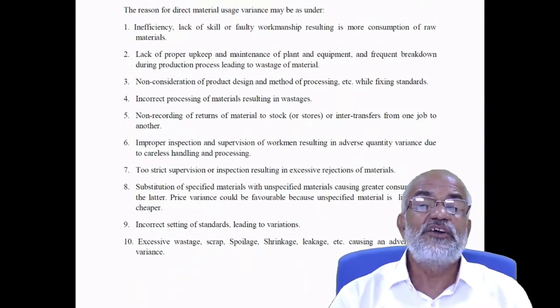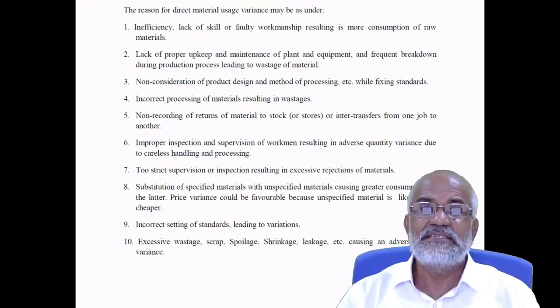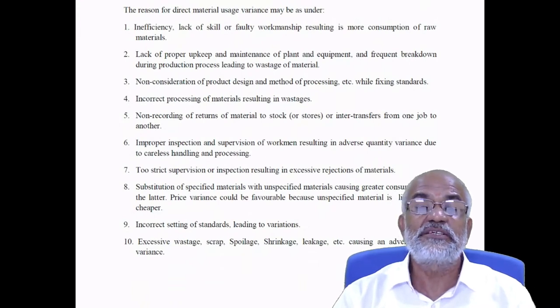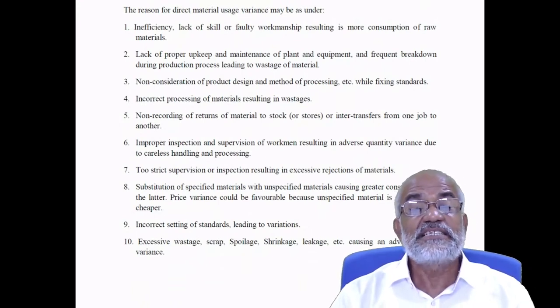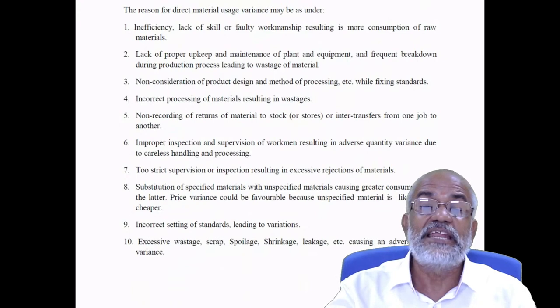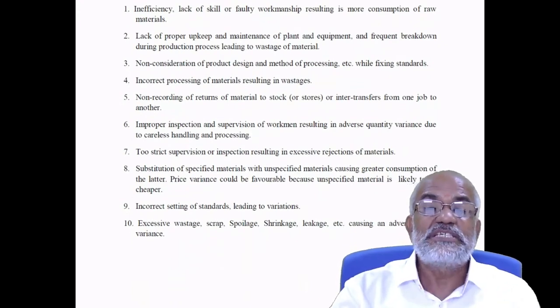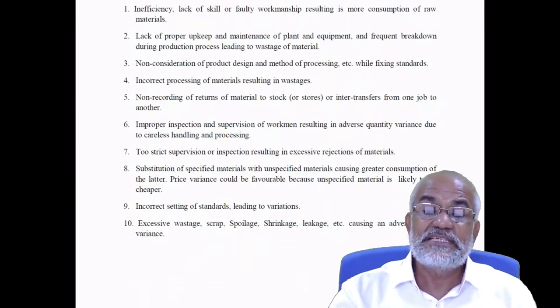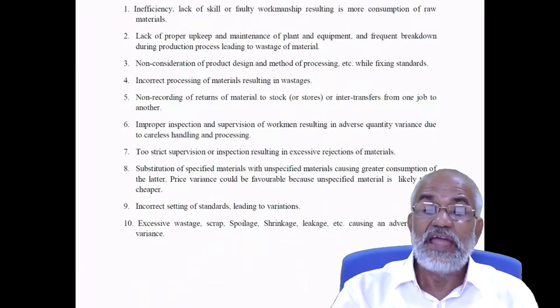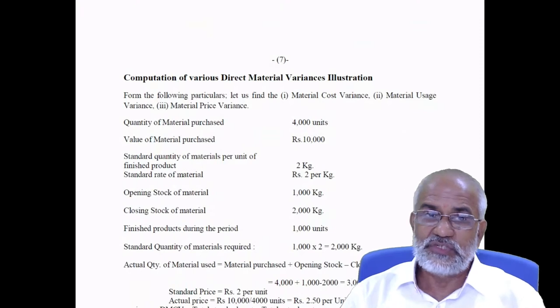The next reason is incorrect setting of standards leading to variation. When we set standards against the actual production, if the standard setting is wrong, it will definitely give rise to variation in the direct material usage. Then the next one is excessive wastage, scrap, spoilage, shrinkage, leakage, etc., causing an adverse usage, and that will result in direct material usage variance.